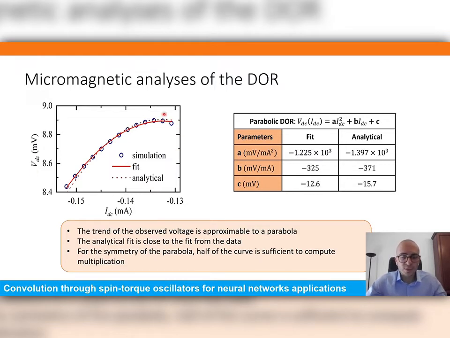And we can see from this plot where the simulation values are obtained in blue, that those have a clear parabolic trend, also compared to the ideal parabola represented by the red line. And moreover, we were able to estimate the parameters of this parabola analytically, and the analytical one is represented by the red dotted line. And because of the symmetry of the parabola, we need only half of the curve. Half of the curve is sufficient to compute the multiplication.